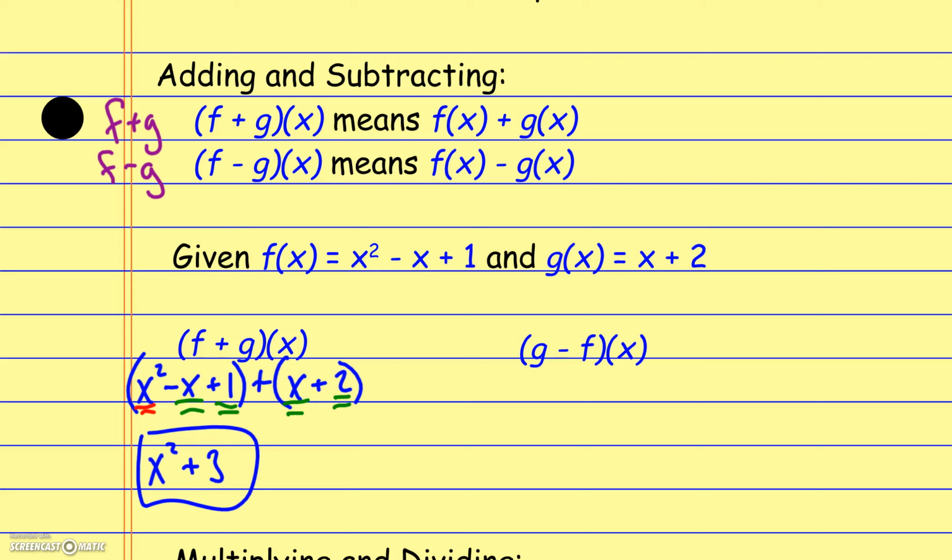And the same thing here. This time I have g minus f of x. I'm going to start with the g function. The g function is x plus 2. The f function is x squared minus x plus 1.